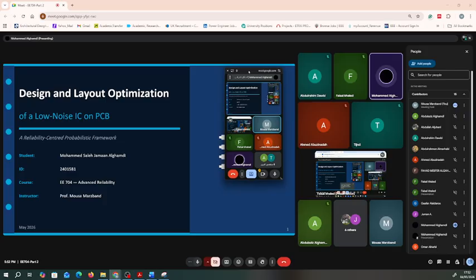My project is about design and layout optimization of low noise ICs on printed circuit boards. I will try to make it related to a reliability-centered probability framework.